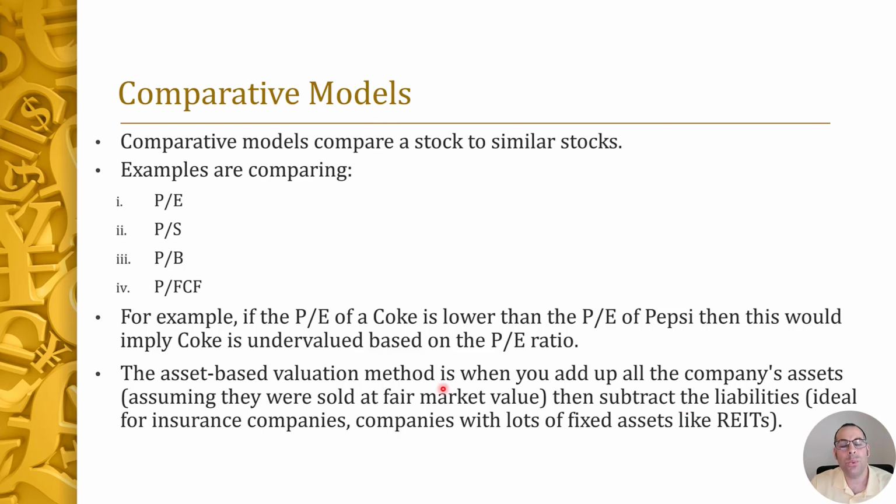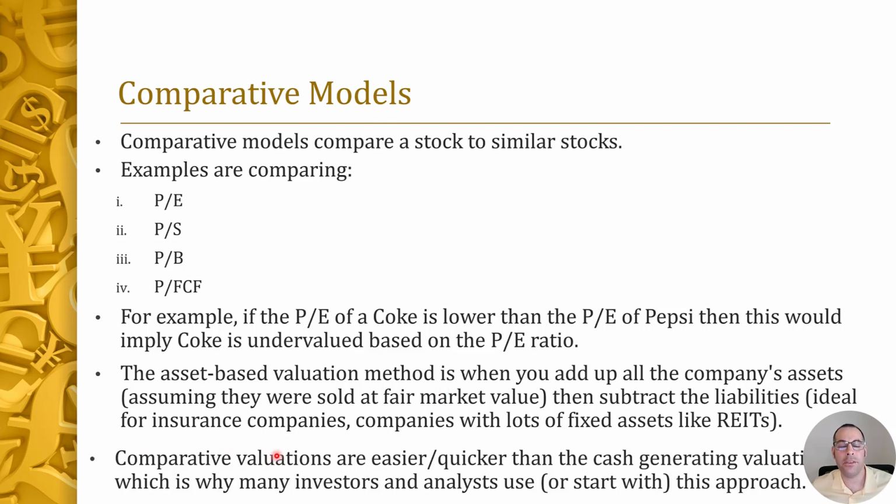If a company has $1 billion of cash and no liabilities, then you could safely say the company is worth $1 billion. If another company has $1 billion of receivables and no liabilities, you can't safely say it's worth $1 billion because there's no guarantee they can collect the entire $1 billion. As you can tell, comparative models are much easier and quicker to use.